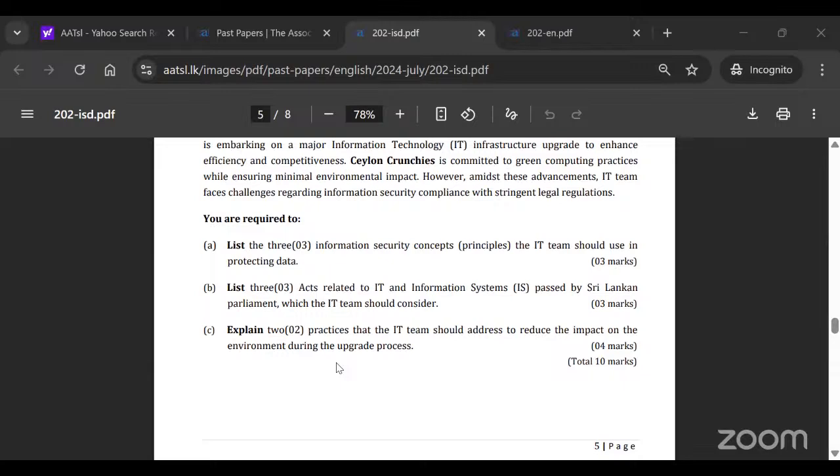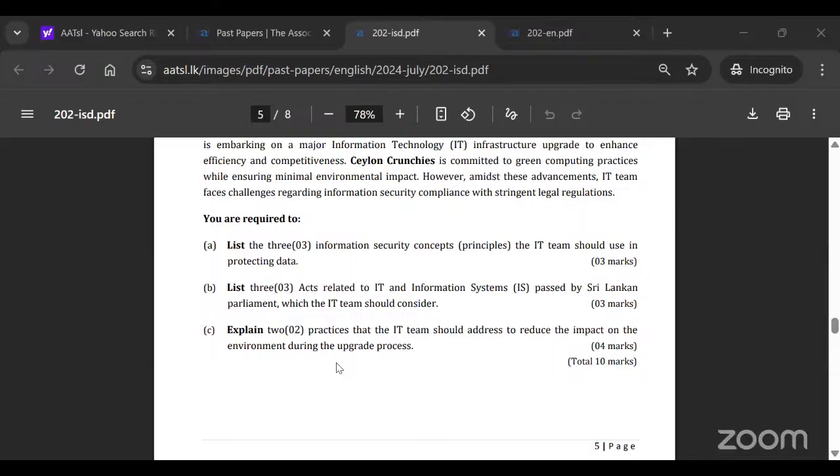Confidentiality, integrity, availability. Right? You have to list them down. Confidentiality means ensuring that sensitive data is accessible only to authorized individuals or systems. This helps protect personal, financial, and proprietary data from unauthorized access or disclosure.